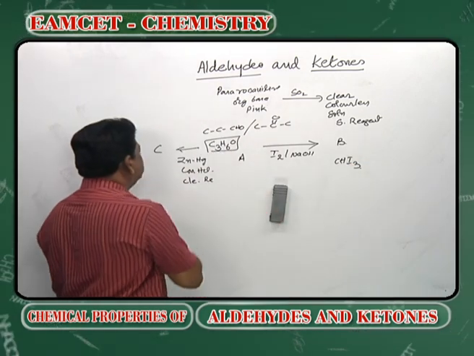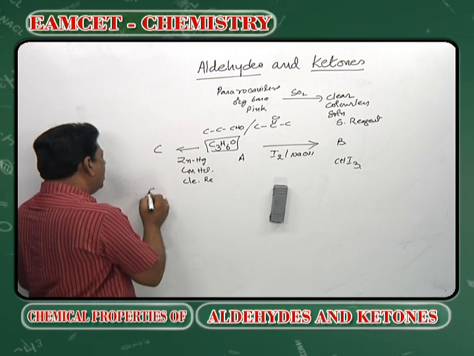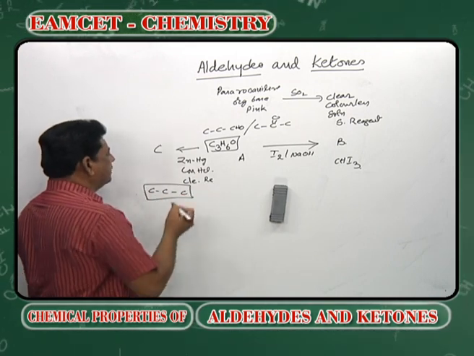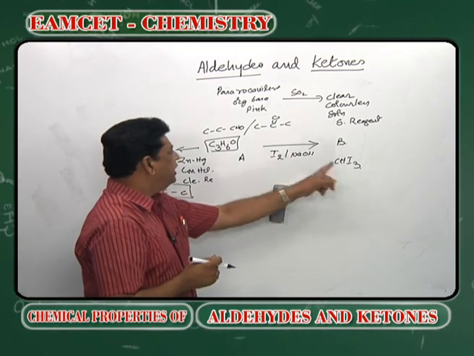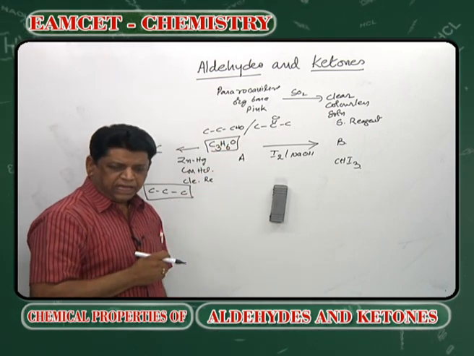And C is a Clemmensen reduction. If it is propanaldehyde or the propanone, this must be the same common answer. This one is the alkane, the other one is this one. In between, A can be propanaldehyde or propanone. Let us go for the answering.